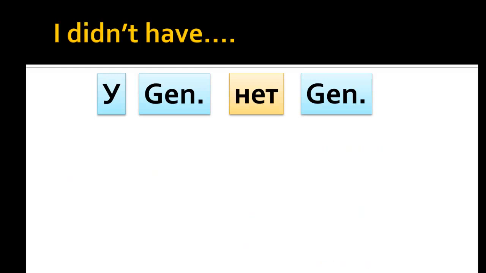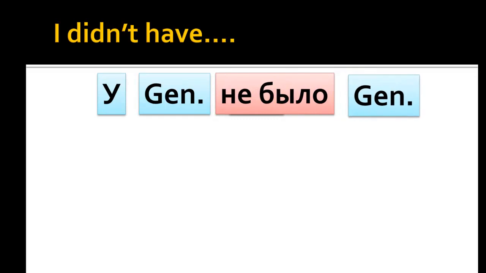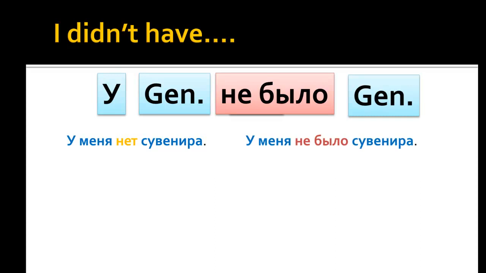And the last phrase that we will learn today is how to say when somebody did not have something in the past. Here, you'll replace нет with only one form, не было, and both the person and the object will still stay in the genitive case. Let's take a look at examples. У меня нет сувенира. I do not have a souvenir. To say it in the past tense, you would say у меня не было сувенира.